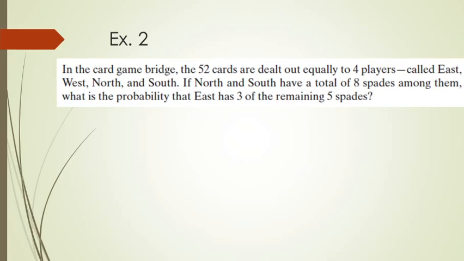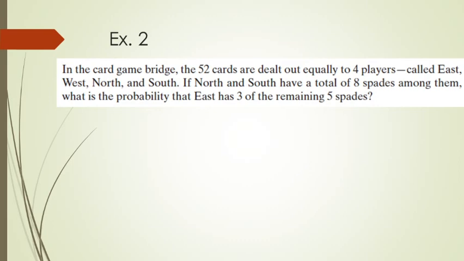Okay, let's continue to talk about conditional probability. Let's look at example 2. In the card game bridge, the 52 cards are dealt out equally to 4 players, called east, west, north, and south, the 4 directions. If north and south have a total of 8 spades among them, what is the probability that east has 3 of the remaining 5 spades?